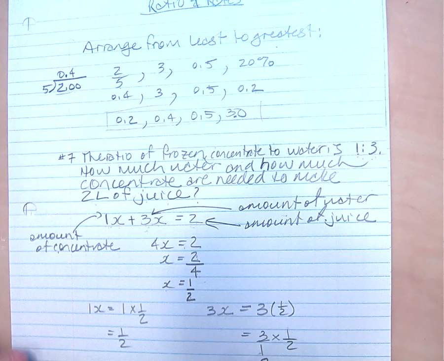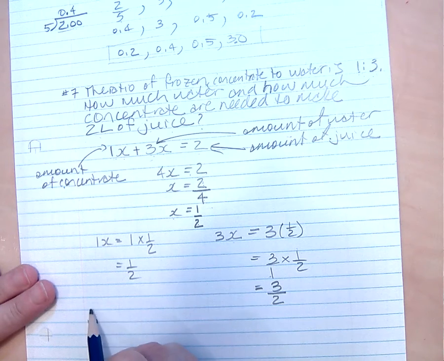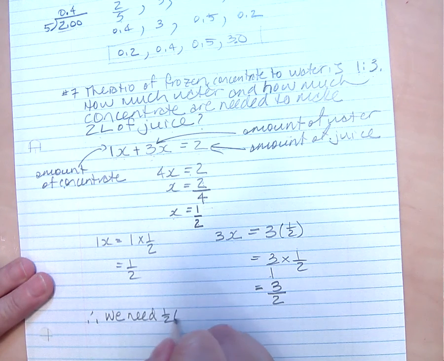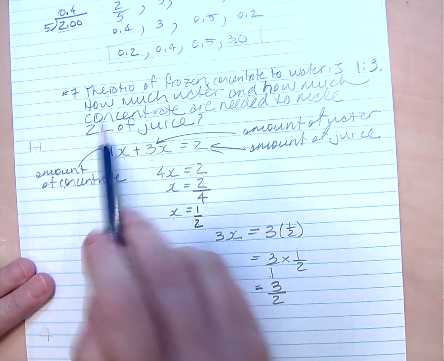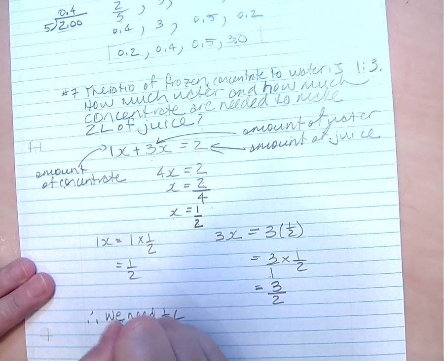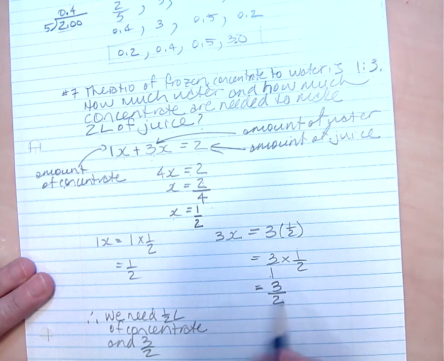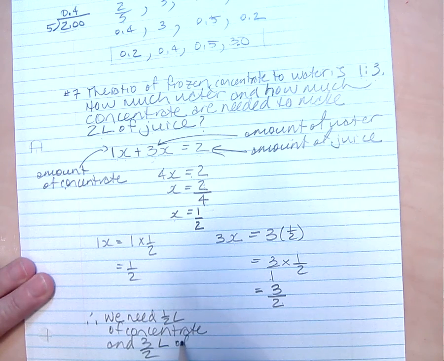So we need, therefore, you know what the therefore symbol looks like, therefore, we need 1/2 liter, because that's the units we're using, liters, 1/2 liter of concentrate and 3/2 liters of water.